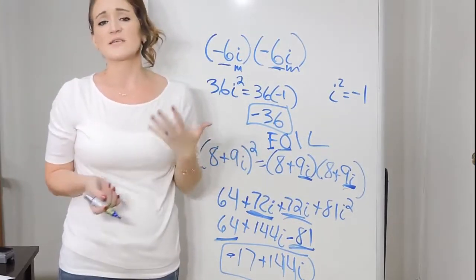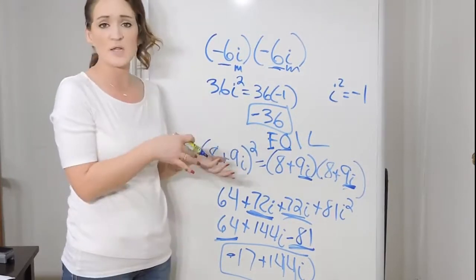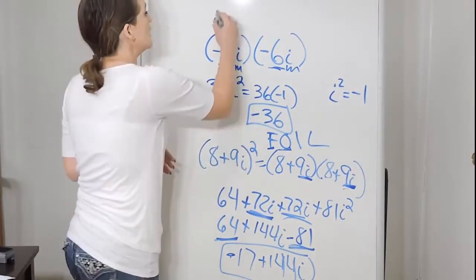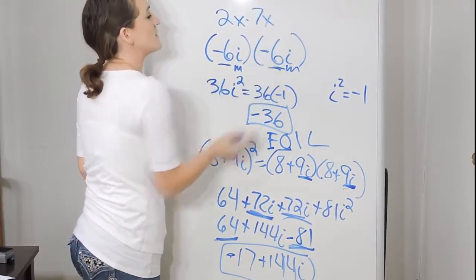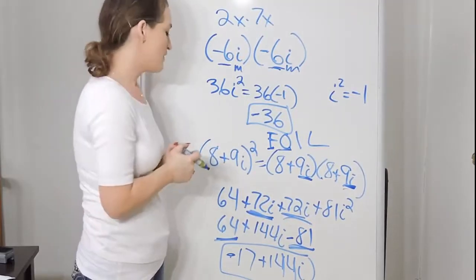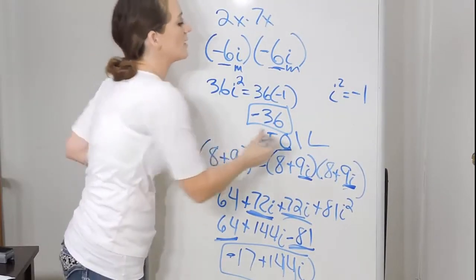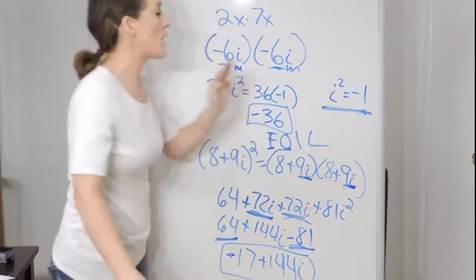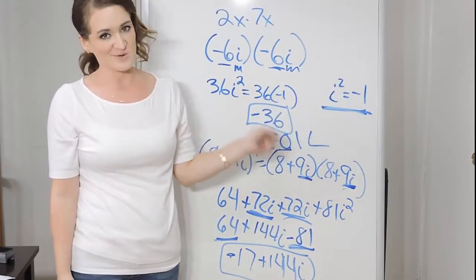Very, very similar to how you would maybe multiply just regular numbers in x terms, you know, like 2x times 7x, or something like that. Follows a lot of the same rules there. But of course, we do need to remember that one special rule where i squared equals -1.